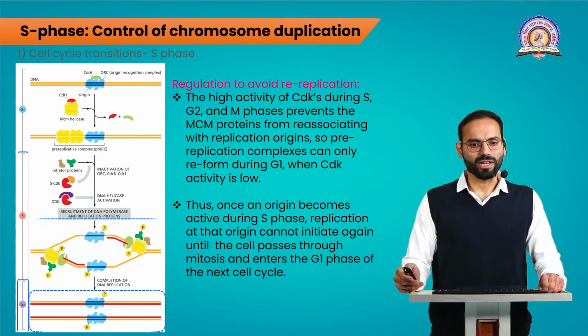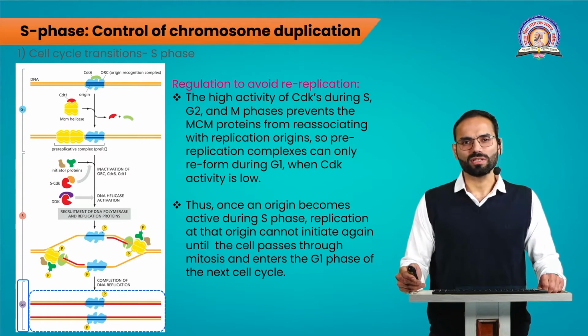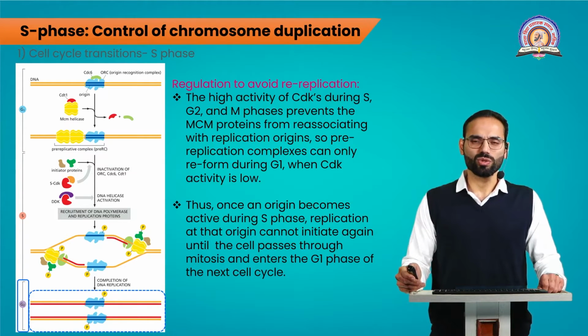And then at the end of the G2 phase, there is completion of replication. Replication is one of the very vital processes, and the cell has to ensure that the genome segments replicate only once during one cell cycle. And this is in turn governed by the CDK kinases.